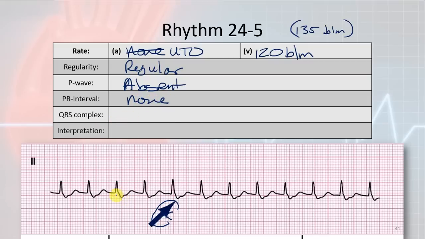QRS complex, this is really difficult to tell. Since the book is telling me that this is a pseudo S-wave right here, it's pretty easy for me to know that the QRS is nice and narrow. If it wasn't nice and narrow like that, it would be a little bit more difficult to tell. Is it normal? Is it wide? I don't know. But I would probably identify this as being part of the QRS complex, which would make it really wide. So I'm going to say 0.12 second. Underlying interpretation would be junctional tachycardia.